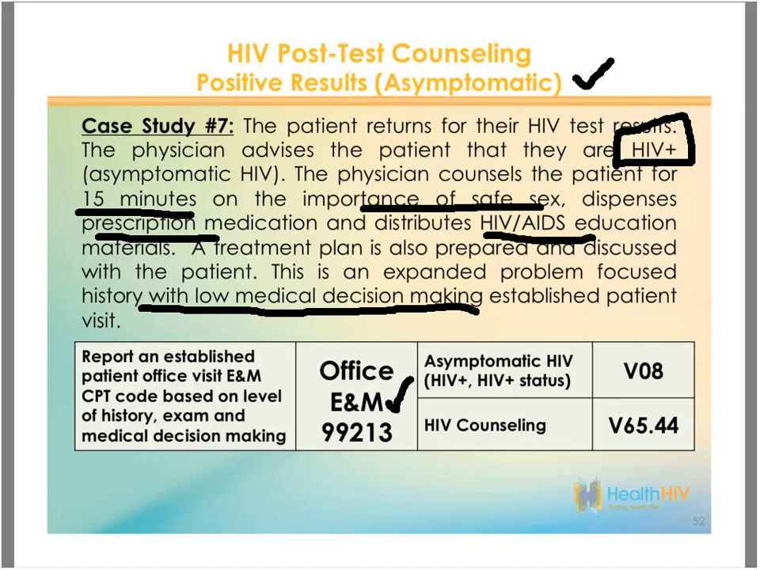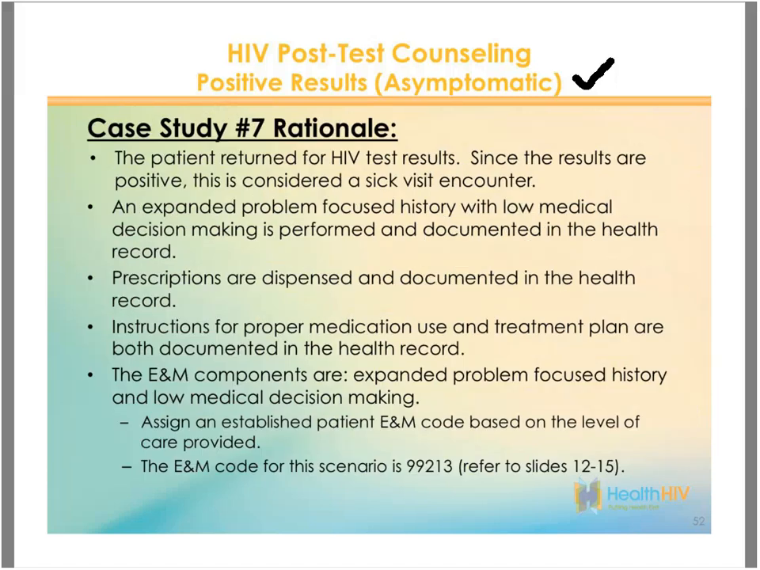The reason why this is a definitive E&M code of 99213 is because the patient has a confirmed diagnosis of HIV positive. So the diagnosis, along with the prescriptions and the counseling, qualifies this as a V08 as the principal diagnosis, which I think someone asked about in one of the questions with regards to reporting a V code as the principal diagnosis. The secondary diagnosis is counseling. The documentation states that the patient was counseled, so that is very clear and plain.